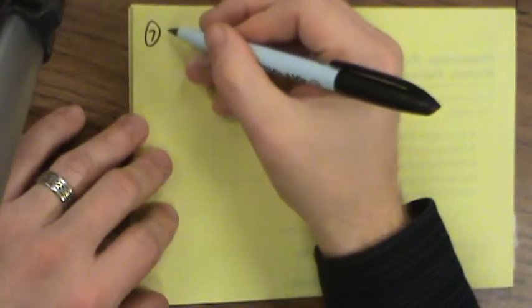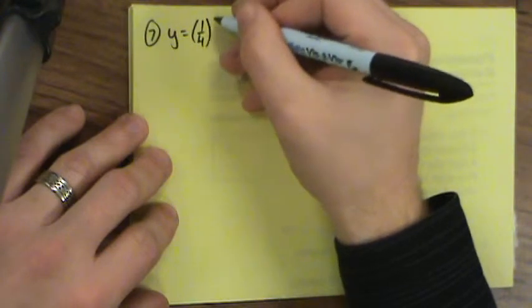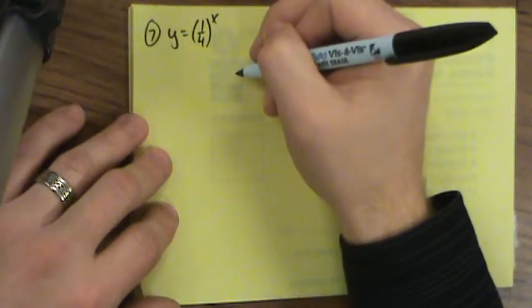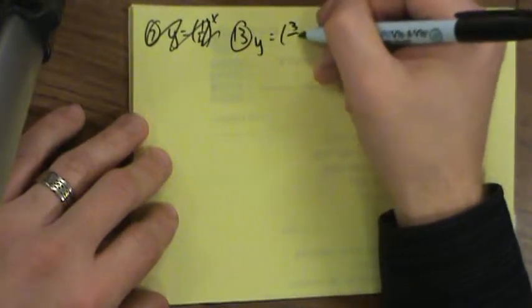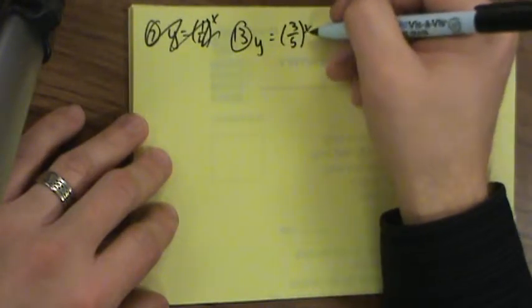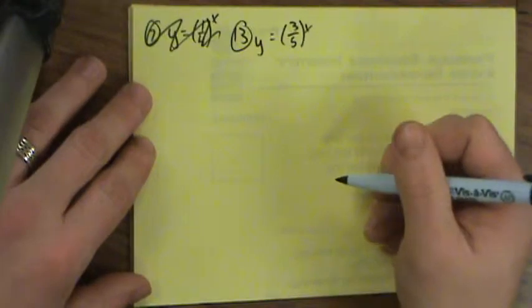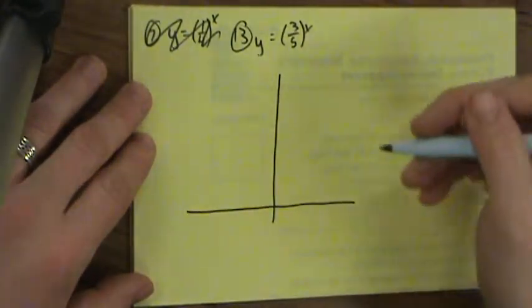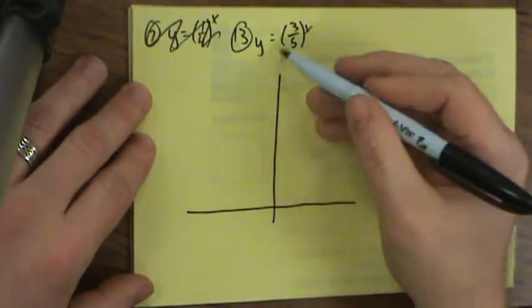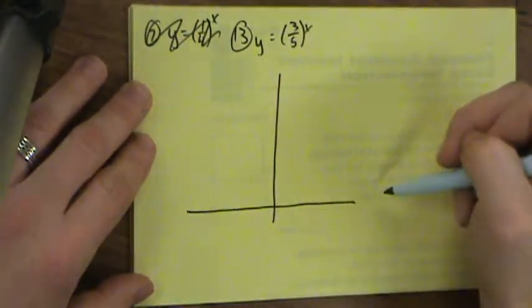Number 7. Y equals 1/4 to the x. That's a little too easy. Let's do number 13. A little more challenging. Y equals 3/5 to the x. Okay. There we go. I know it's going to look like this because it's decay. This is less than 1, so it's going to be decay.